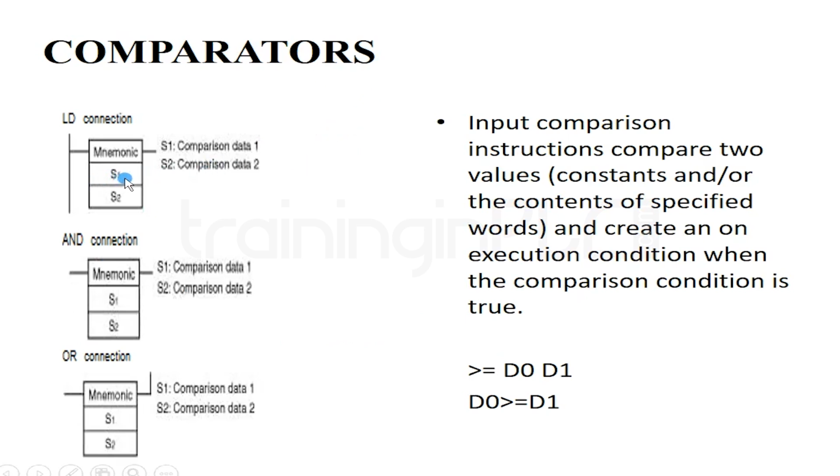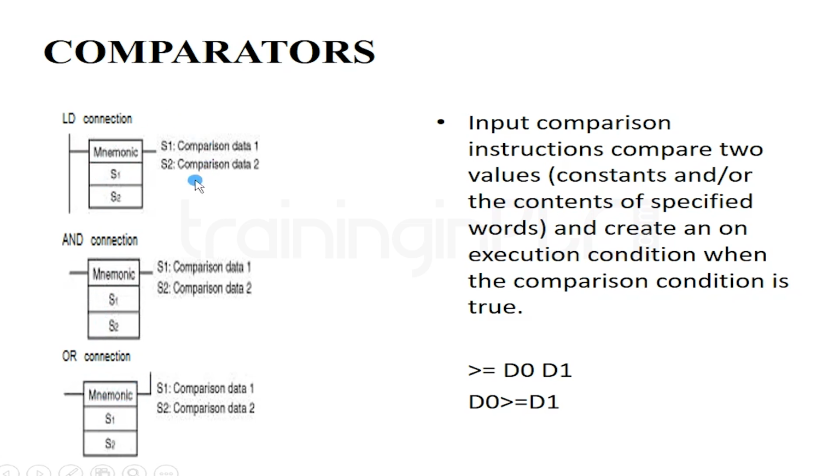To compare between the two values, that is comparison data 1 and comparison data 2, that is S1 and S2, S1 and S2 will be the different values. So these two will be compared. This type of comparator is for the input connection. This is called the LD connection. When you are connecting in series, you can use the AND connection, and in parallel you can use the OR type connection.